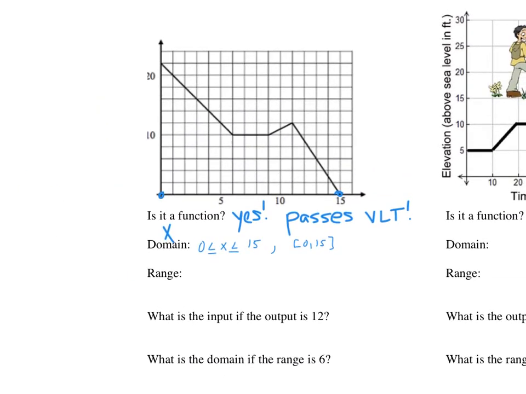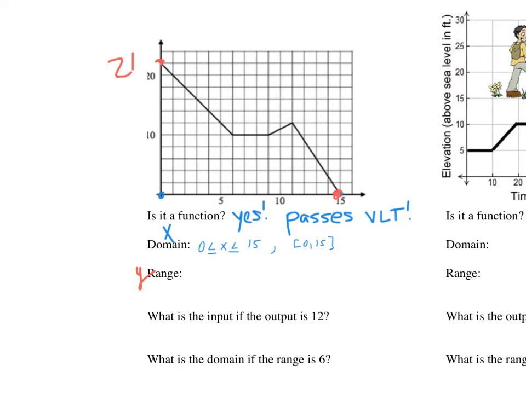My range, well, my lowest value is 0. I'm going to do this in red so you can see it. My lowest value is 0, so these are my y values, and my highest is 21.